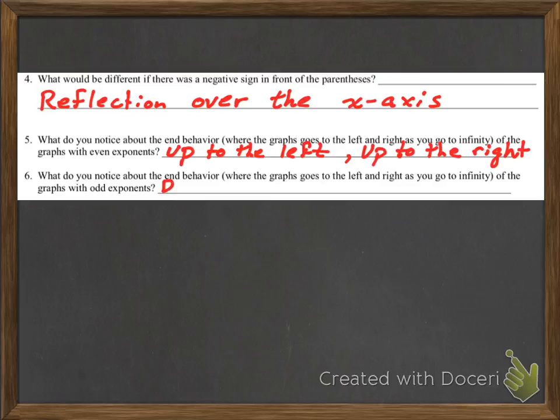It's going to go down to the left and up to the right. And once again, if you have a negative in front of the parentheses, this is going to be a reflection over the x-axis, which means it would do the opposite. It would go up to the left and down to the right.